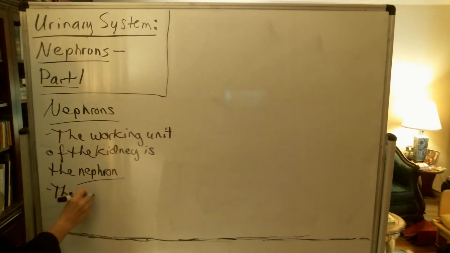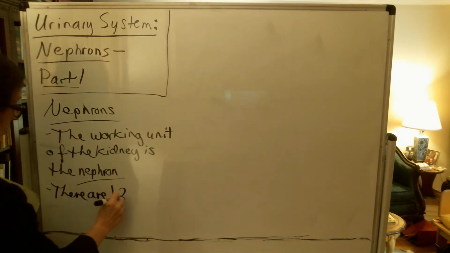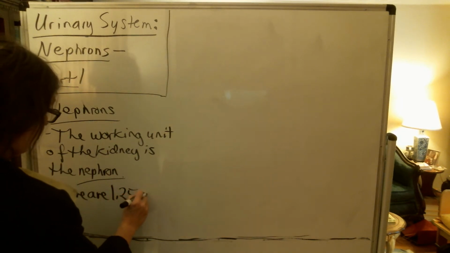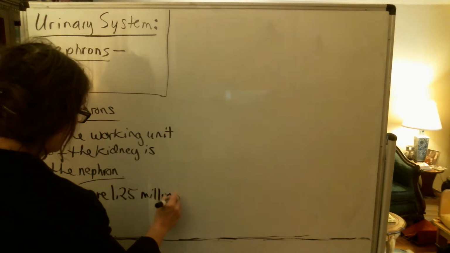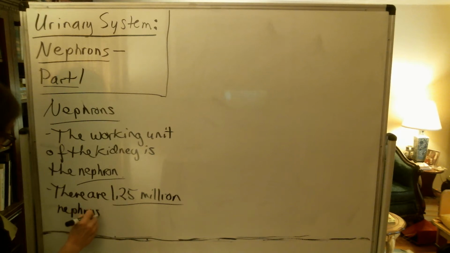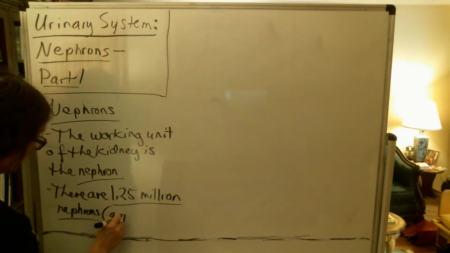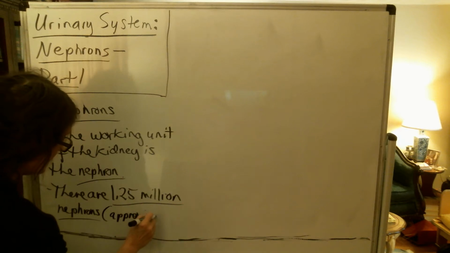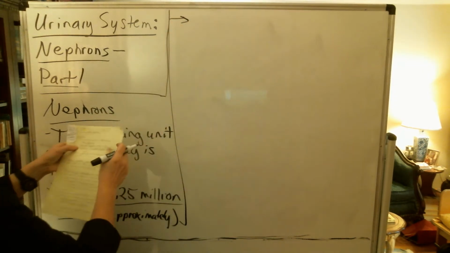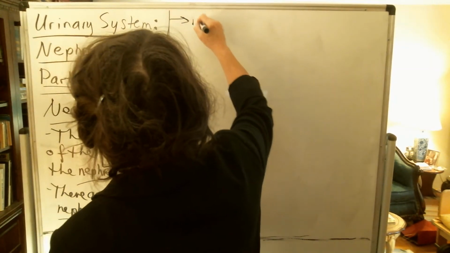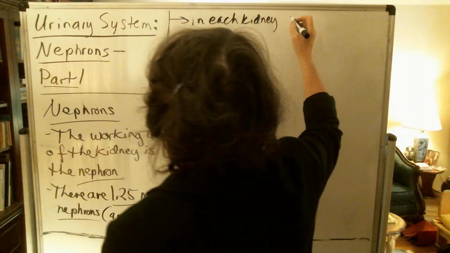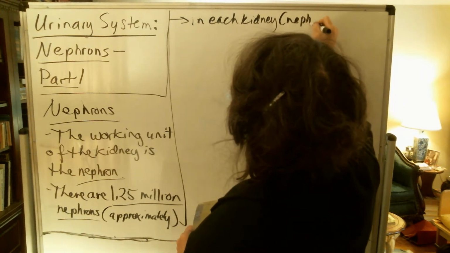And there are 1.25 million nephrons approximately in each kidney. So basically, nephrons are small.